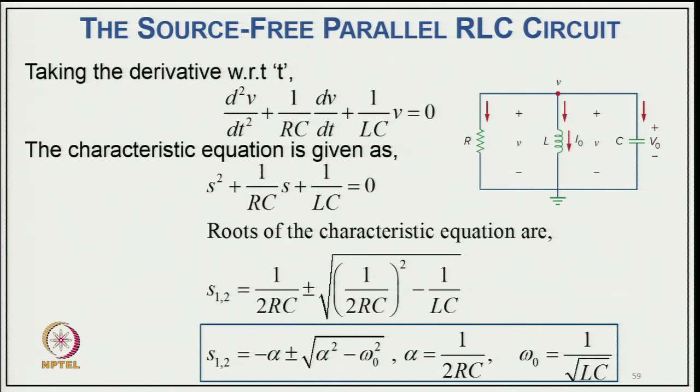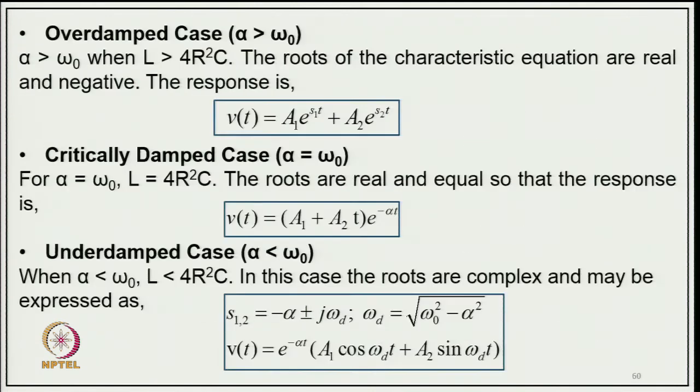So, the characteristic equation now is S square plus 1 upon R C S plus 1 upon L C equal to 0, and the two roots of the characteristic equation are S 1, S 2 equal to minus 1 upon 2 R C plus minus square root of (1 upon 2 R C) square minus 1 upon L C, and S 1, S 2 again can be represented as minus alpha plus minus square root of alpha square minus omega 0 square, where we define alpha as 1 upon 2 R C and omega 0 again as 1 upon square root of L C.